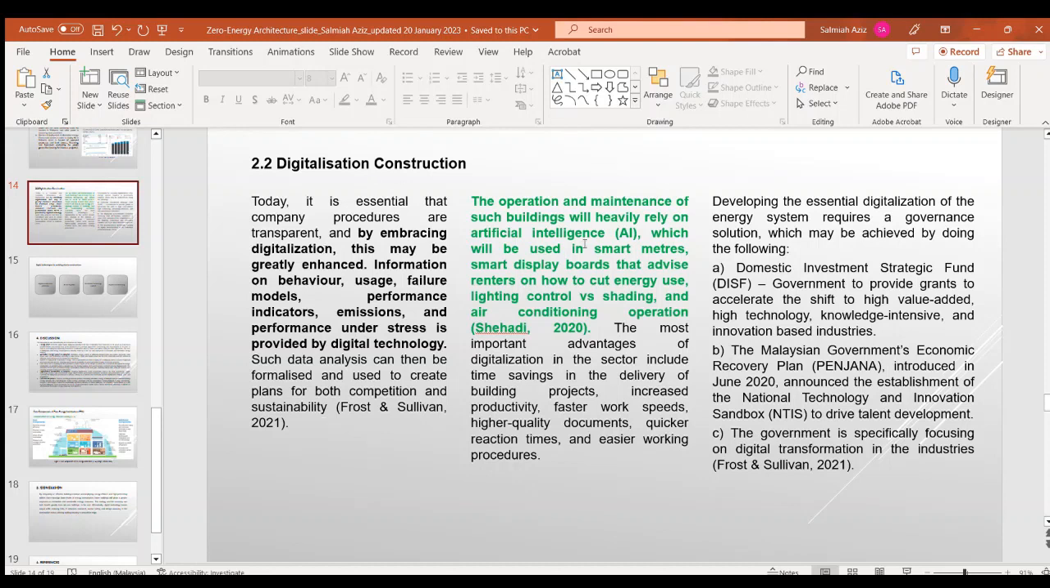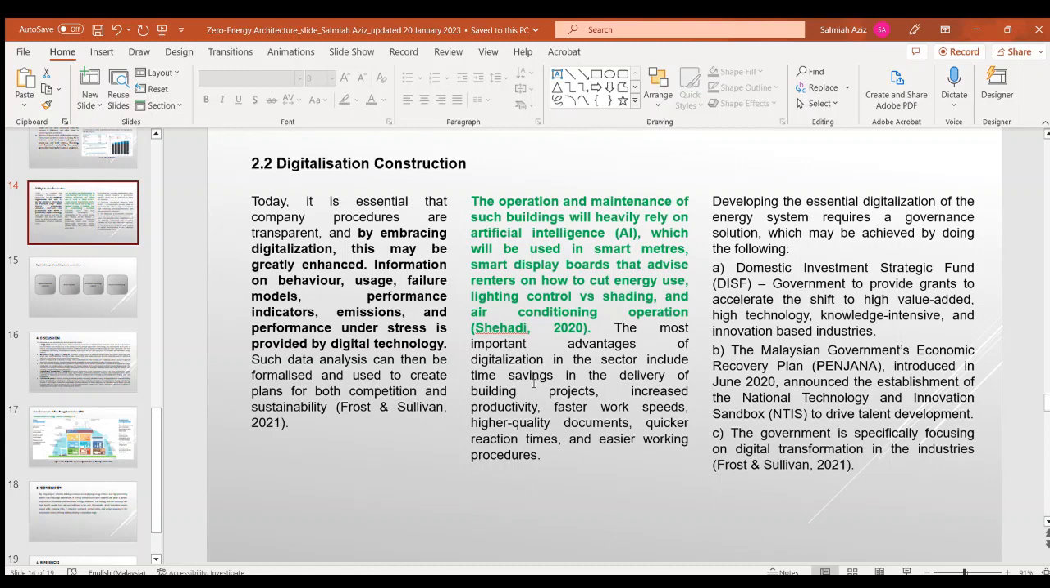The operation and maintenance of such buildings will heavily rely on artificial intelligence (AI), which will be used in smart meters, smart display boards that advise renters on how to cut energy use, lighting control versus shading, and air conditioning operation. So this is stated by Shahadi 2020.